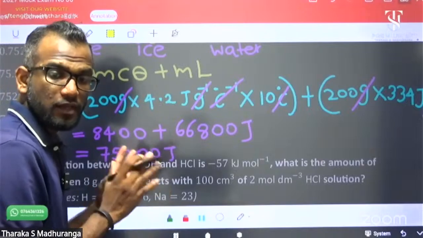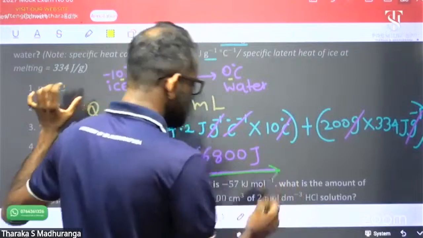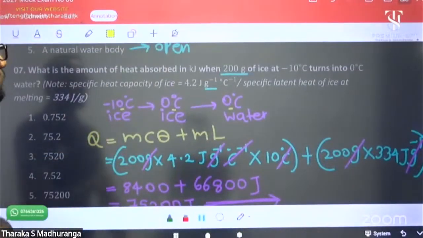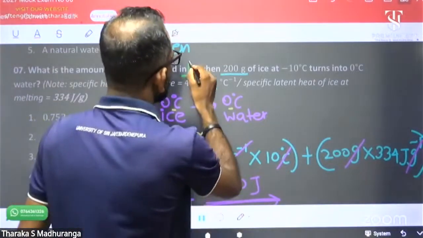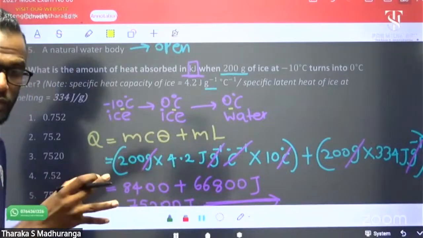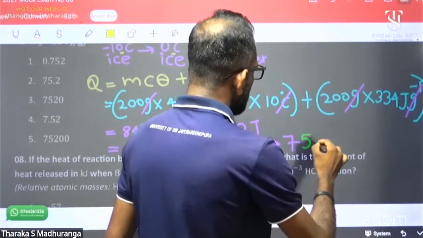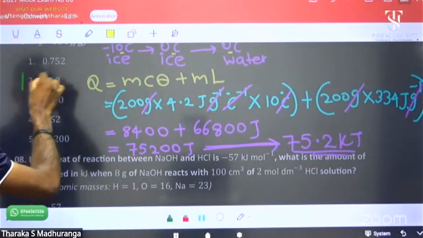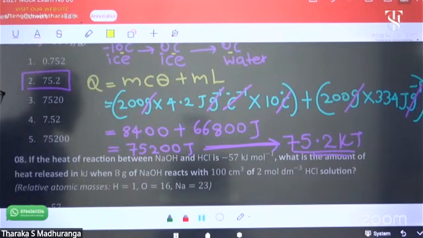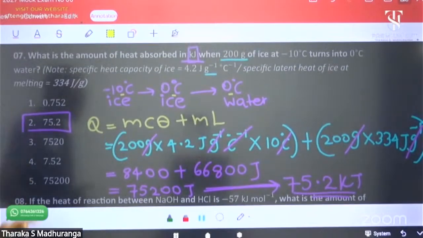Still joules. You have to be very careful about unit conversions and answers given in different units. The question asks what is the amount of heat absorbed in kilojoules? You have to read questions very carefully. So 75,200 joules, divided by 1000, gives 75.2 kilojoules as the heat amount. That is answer number 2. Clear? Note down if you want.